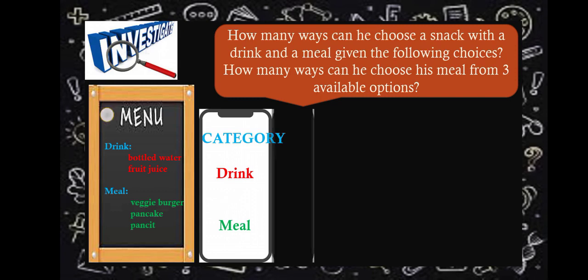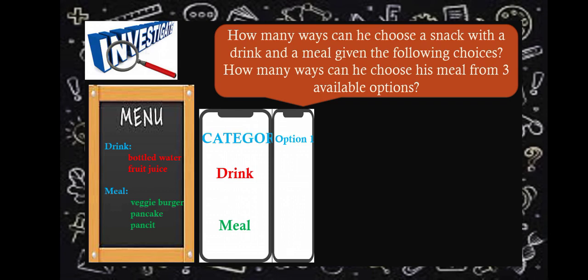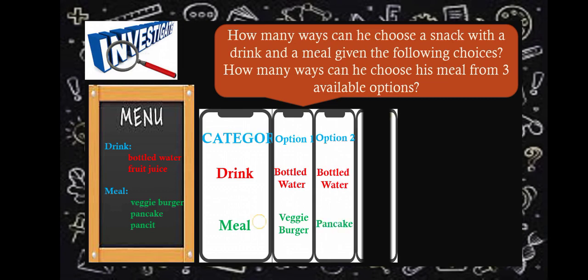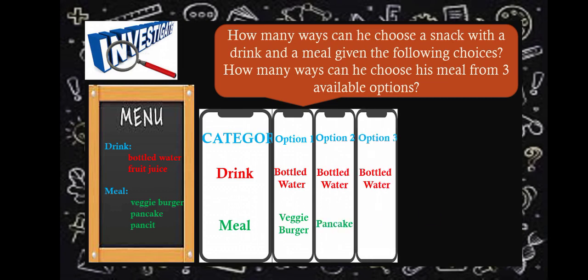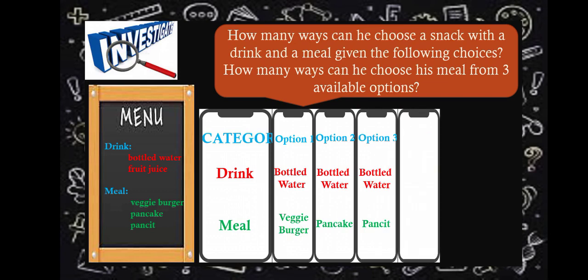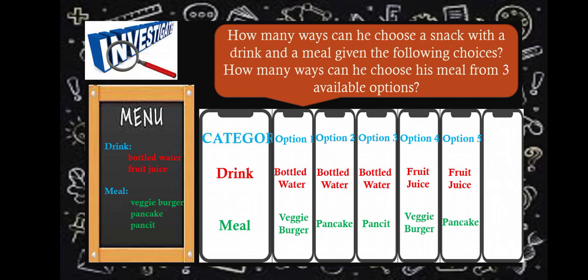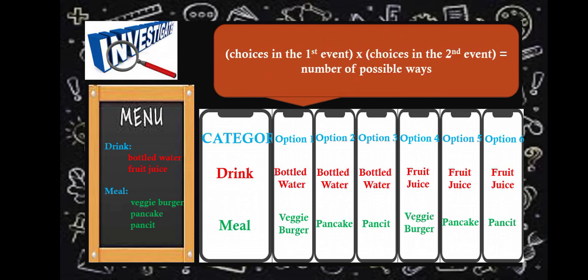So first, we will use the bottled water for drink. Option 1, he will choose bottled water and veggie burger for the meal. Option 2, bottled water and pancake. Option 3, bottled water and pancit. Option number 4, fruit juice and veggie burger. Option number 5, fruit juice and pancake. And the last option is fruit juice and pancit. So in total, there are 6 ways that he can choose a snack.